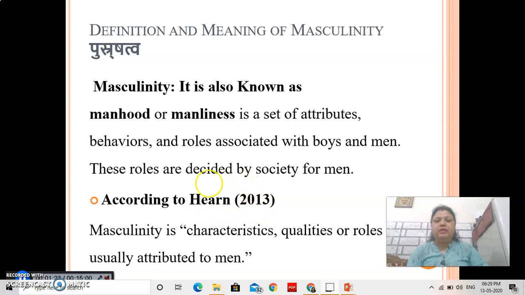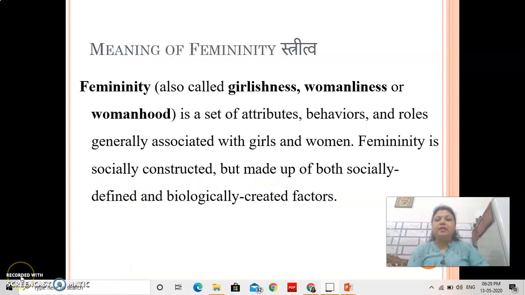Now, the next is femininity. Femininity is also called girlishness, womanliness or womanhood. It is a set of attributes, behaviors and roles generally associated with girls and women. Femininity is socially constructed but made up of both socially defined and biologically created factors.